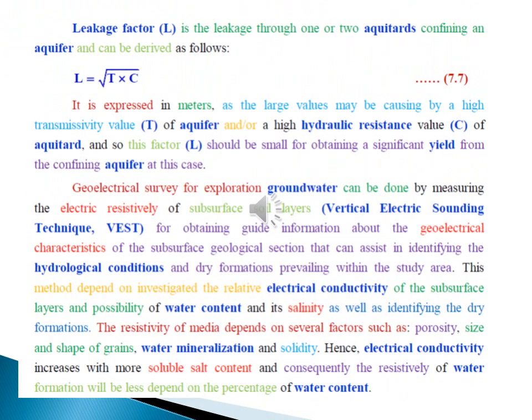Leakage factor is the leakage through one or two aquitards confining an aquifer and can be derived as shown in the enclosed equation. It is expressed in meters, as large values may be caused by a high transmissivity value of the aquifer and or a high hydraulic resistance value, and so this factor should be small for obtaining a significant yield from the confined aquifers and its kind.